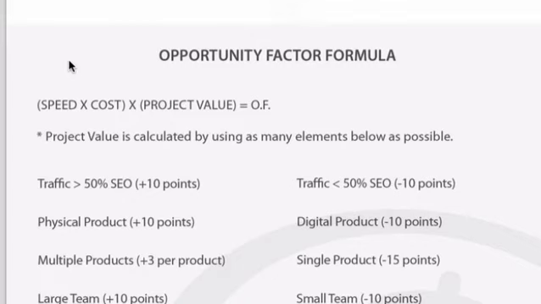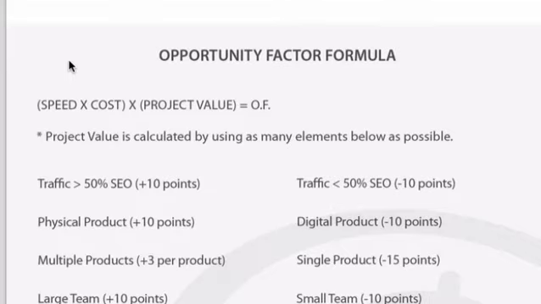So let's say it takes 30 days to get something to market from a time perspective and $1,000 in total cost. That creates a value of $30,000. It doesn't matter, but 30,000.